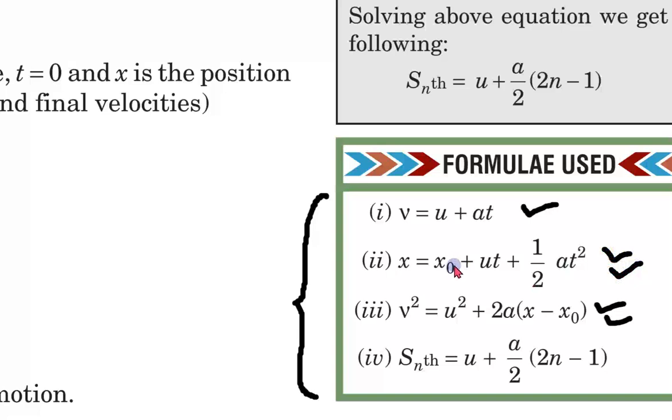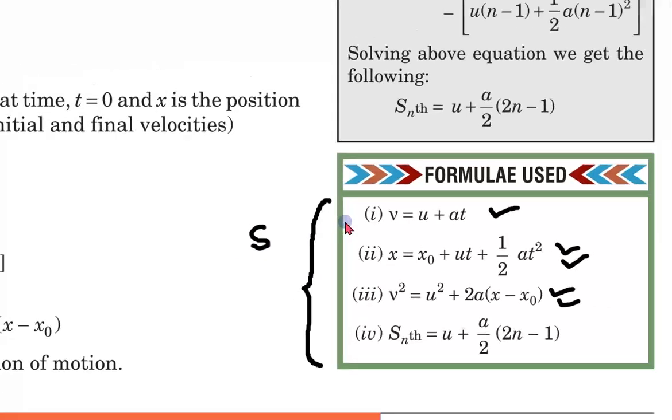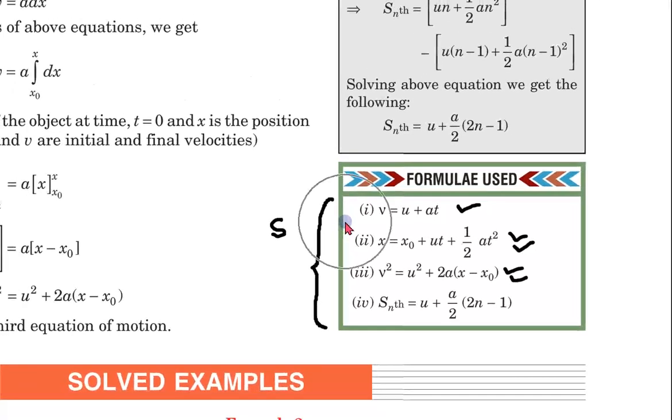This x can go to the left side. That means x minus x naught will be equal to capital S. That is the displacement of the particle, or the distance traveled by the particle. Displacement and distance are slightly different.